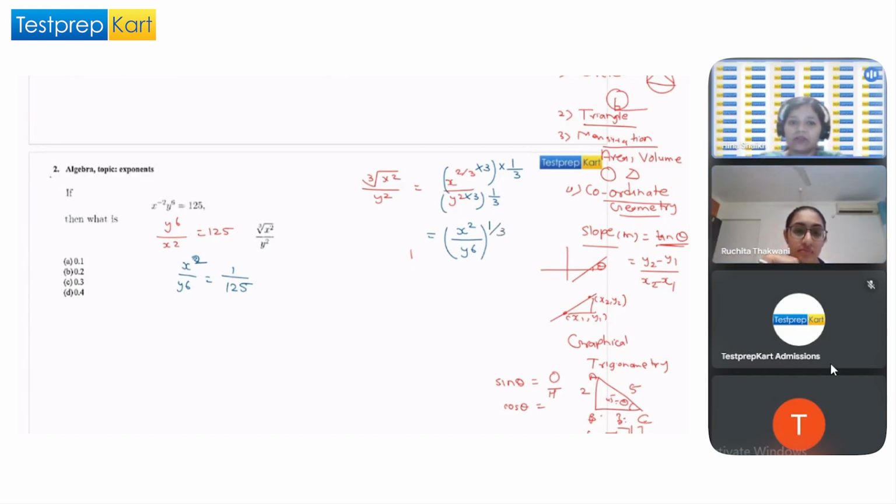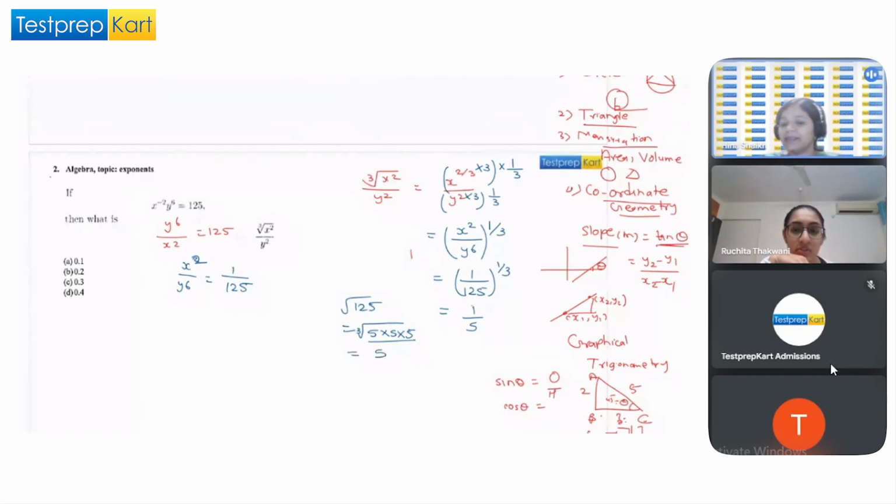So what is the answer? X square by y raised to 6? Which is 1 by 125. Upon 1 by 3. And what will be the cube root of that? Because 1 by 3 is cube root, na? What is cube root of 125? What is cube root, dear? 5 into 5 into 5. Oh, yes. Okay, got it. So if it is 3 times, that means 5 will come. Cube root of 125, what will the answer be? 5, right?